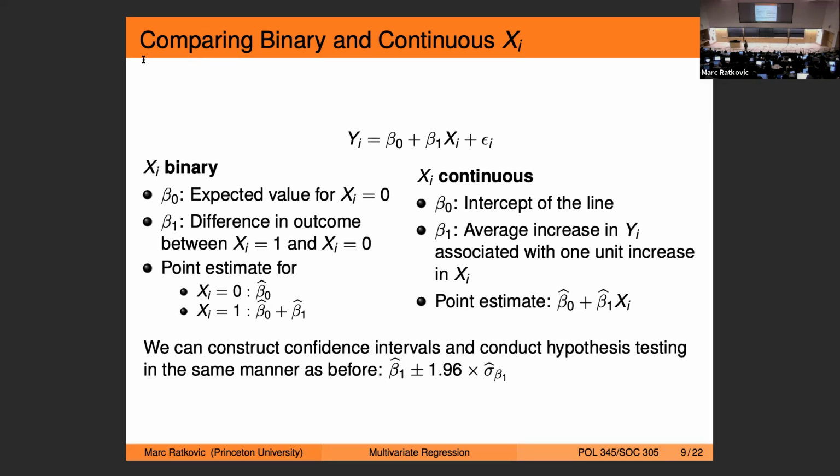Now what we're going to do is ask, how does that carry over? If xi is binary, we can use the regression for a difference in means. If xi is continuous, what can we do, right? There's nothing stopping us from putting a continuous variable in there.